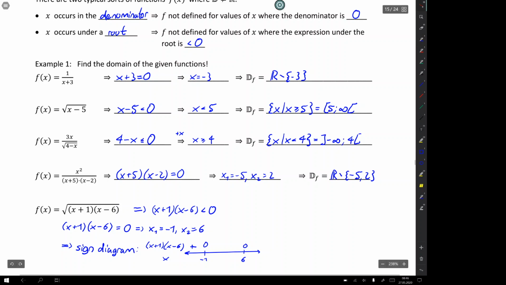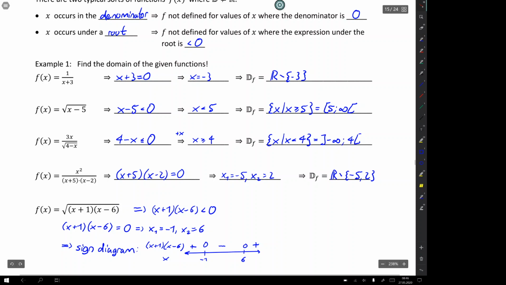Then let us take an x value here in between. The simplest one is just 0, somewhere here. When we insert, we get 1 times -6, which is negative. So in this whole region, the expression is negative. And when we insert a number from this region here, for example 10, we get 11 times 4, 44, which is positive.